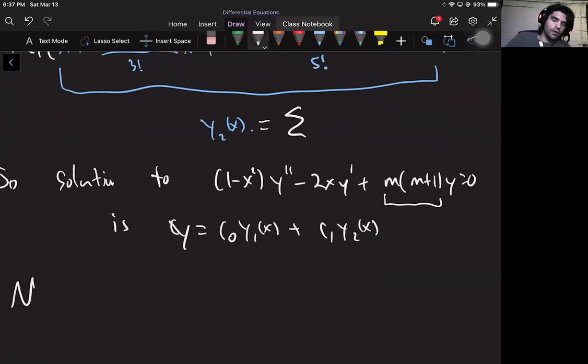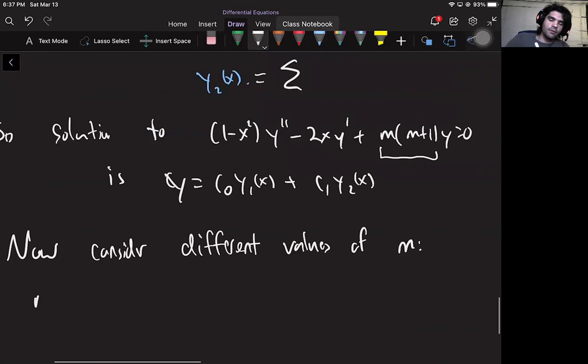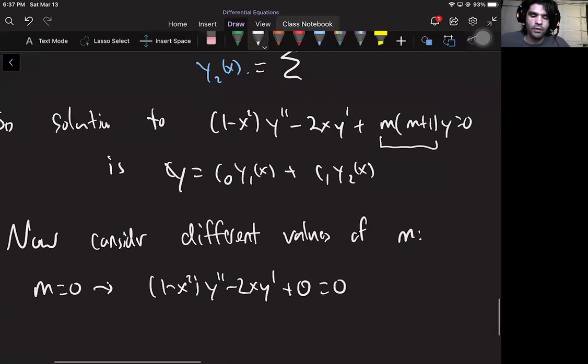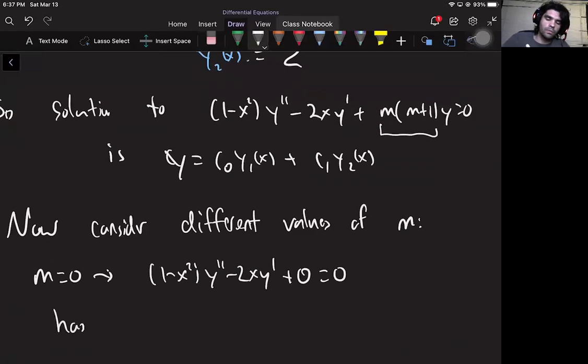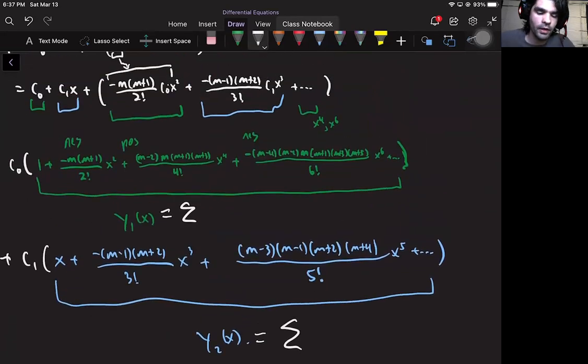Okay, so now consider different values of m. So for example, when I plug in 0, I get the differential equation 1 minus x squared y double prime minus 2xy prime plus 0 equals 0. So then what solves this? Well, the solution is this big old thing with 0 plugged in for m.